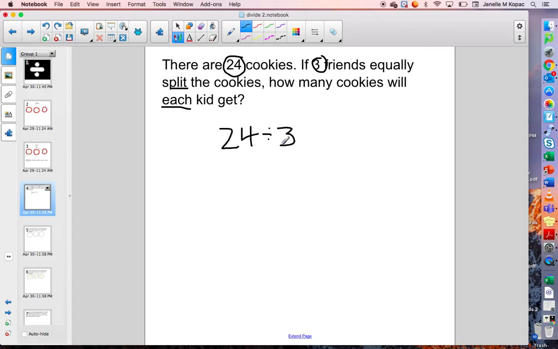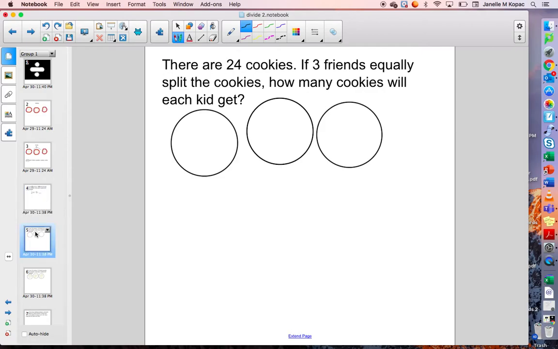Now you might remember a multiplication fact. 3 times something makes 24. If you remember that, go ahead and write that down. If you don't remember, then you can use an equal groups picture. You make 3 groups for the 3 friends, and then you can use tally marks or X's or dots and go to each group and keep going until you get to 24 in all, and your groups should be equal. So pause the video and solve this problem.